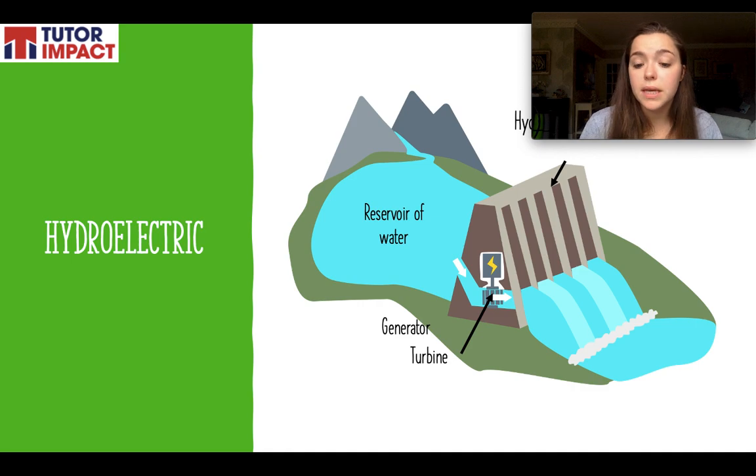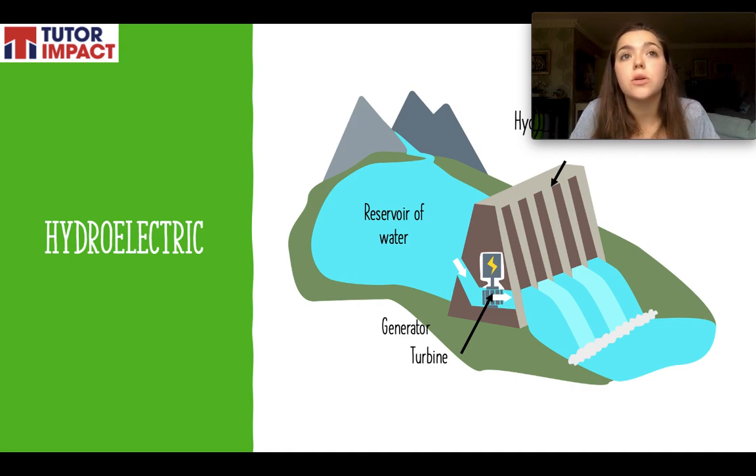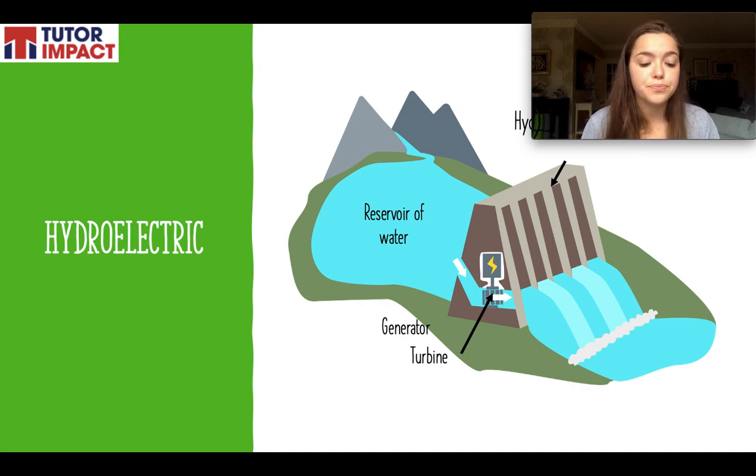Hydroelectric power is really good because it's more reliable than wind or solar power. We don't need to wait until it's windy or until we have sun. We just generally need there to be enough water which comes from the rain. But obviously, if we're in a very rainy place like Scotland or Wales, we're doing okay.